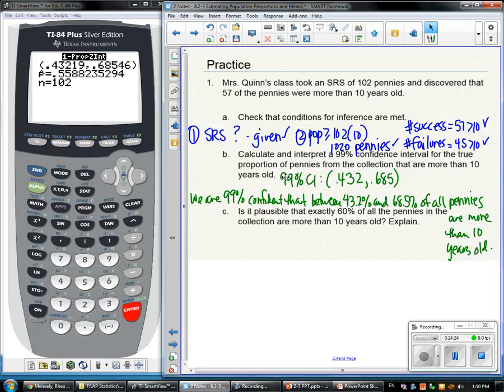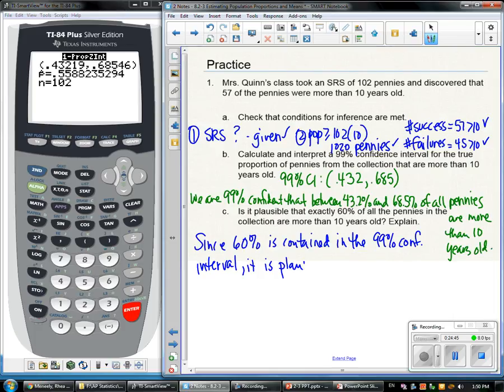So since 60% is contained in the interval, and let's go ahead and be precise, in the 99% confidence interval, it is plausible that it is the true proportion. Oops, I'm not spelling anything correctly now.